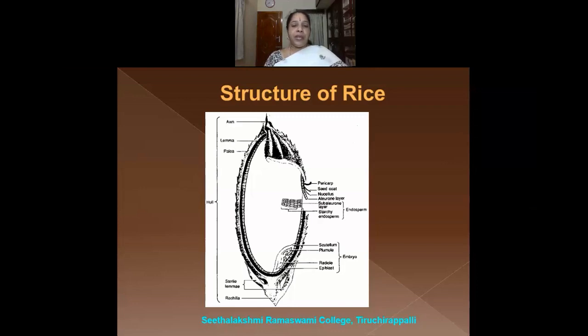So in the wheat grain also, you can see the pericarp, the seed coat, the aleurone layer, and you can see the starchy endosperm. So we have the endosperm, the embryo, and we have the hull. Hull is nothing but the outer portion, the pericarp. The outer portion is called as the hull in the rice grain.